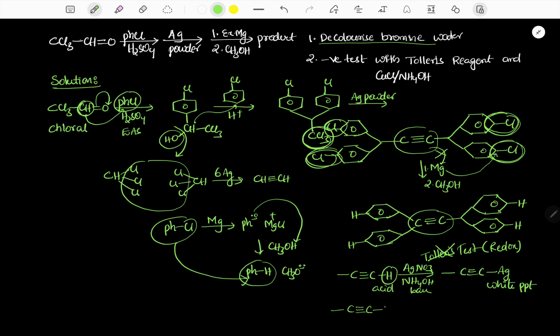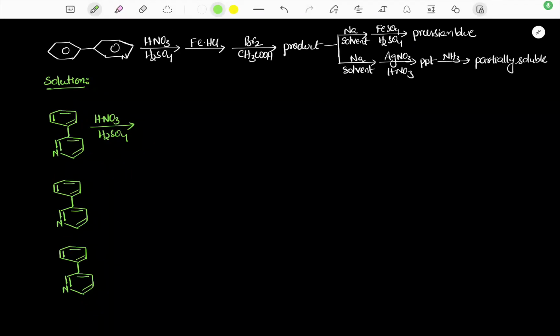Similarly, terminal alkyne, when treated with CuCl and NH4OH, in the presence of base, loses a proton. Cu plus forms the corresponding red precipitate. So these two are tests for terminal alkyne. Since it is an internal alkyne, it is a negative test.